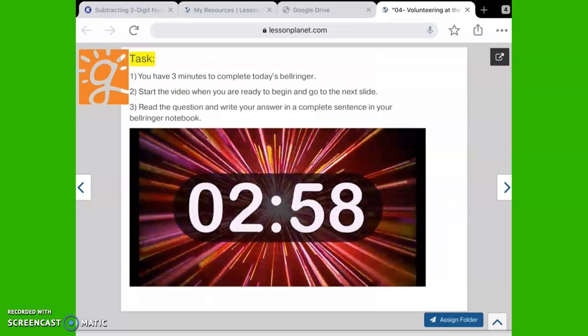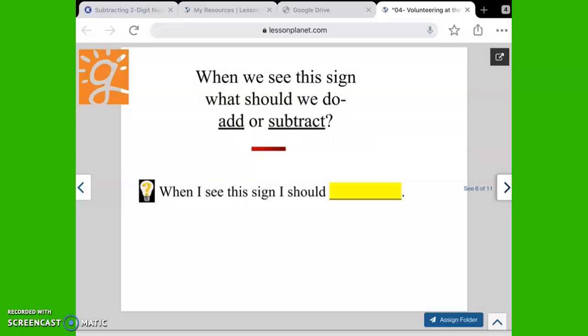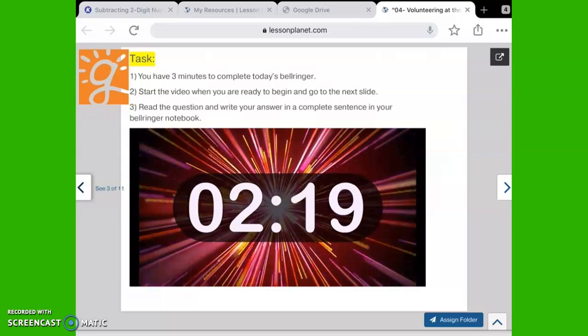You'll hear some noise. Also, you'll see a countdown. If you want to go to the next screen, you'll read the bell ringer sentence, and then write an answer in a complete sentence in your notebook. It says, when we see this sign, what should we do? Add or subtract? Our answer is, when I see this sign, I should blank. Write this sentence next to the light bulb in your bell ringer, filling in this little yellow box with the correct answer. When you're finished, you can come back over here and stop your timer.